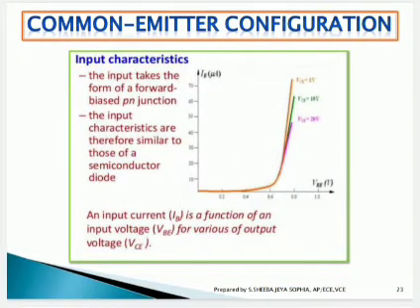Moving to the input characteristics, the input takes the form of a forward biased PN junction. As you can see, the input is given at the base junction, and so the graph is drawn across IB versus VBE, where IB ranges in microamps and VBE is in volts. The input current here is a function of input voltage for various output voltages.